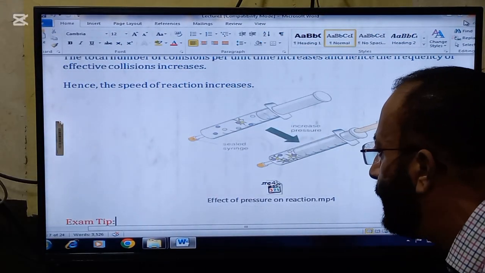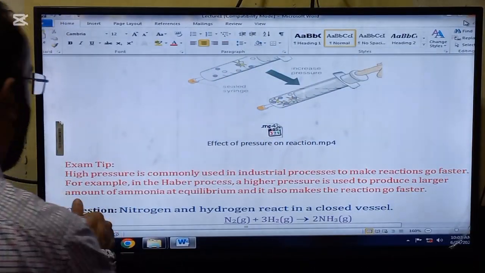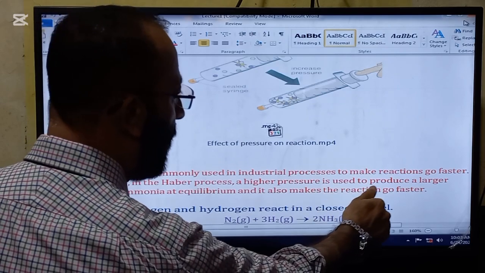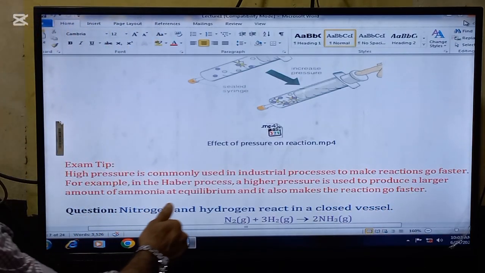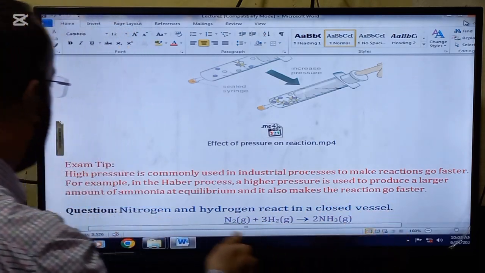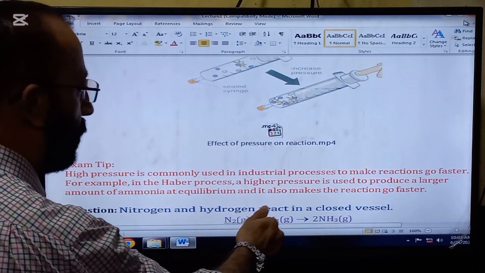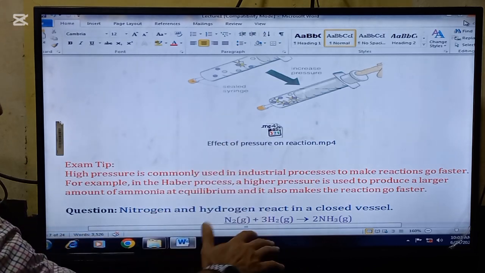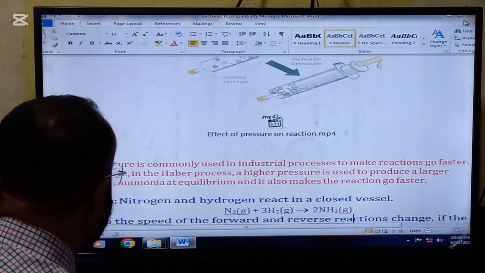So moving further, here is an exam tip for you students. Higher pressure is commonly used in industrial processes to make reactions go faster. For example, in the Haber process, a higher pressure is used to produce a larger amount of ammonia at equilibrium, and it also makes the reaction go faster. So this is used in industries to make the reaction faster.